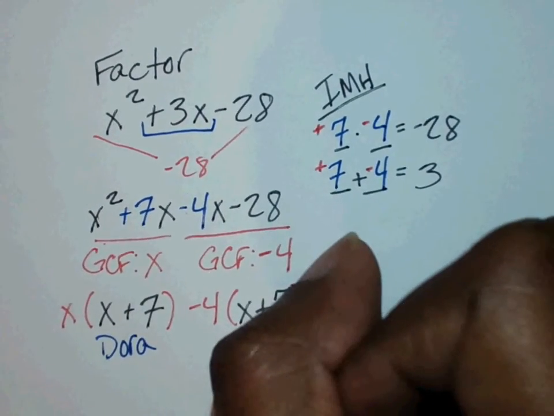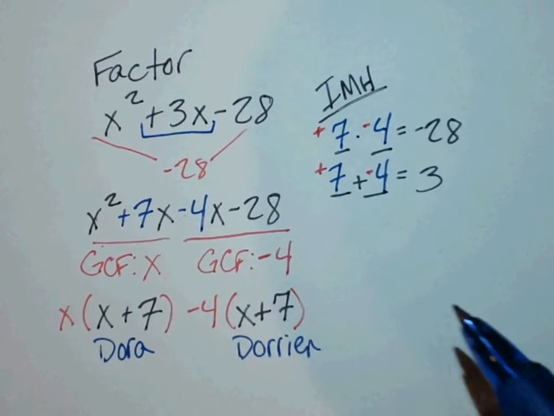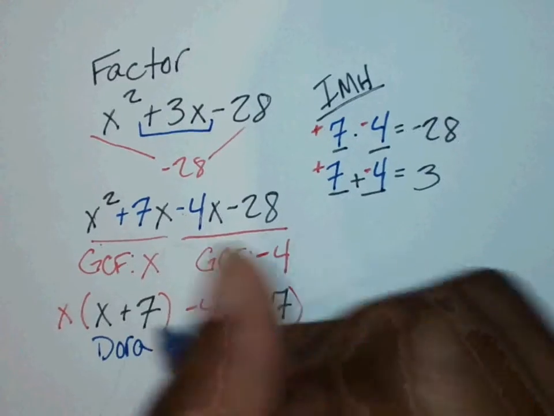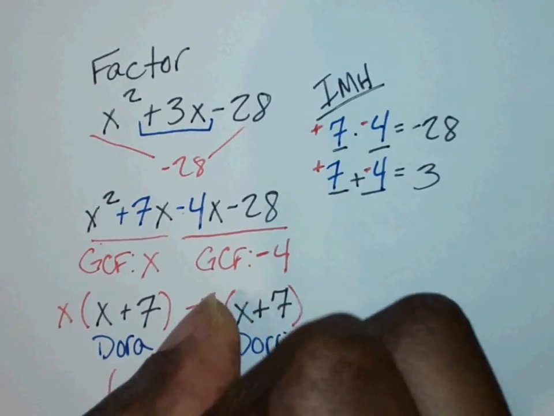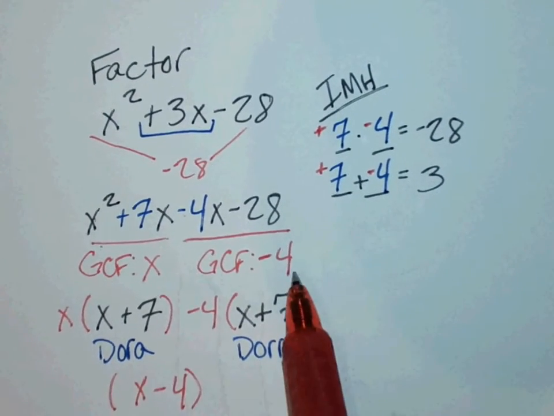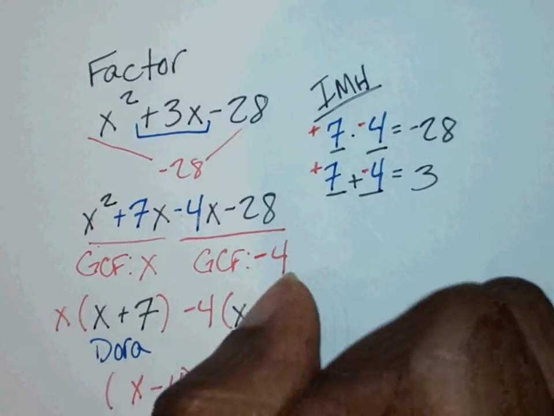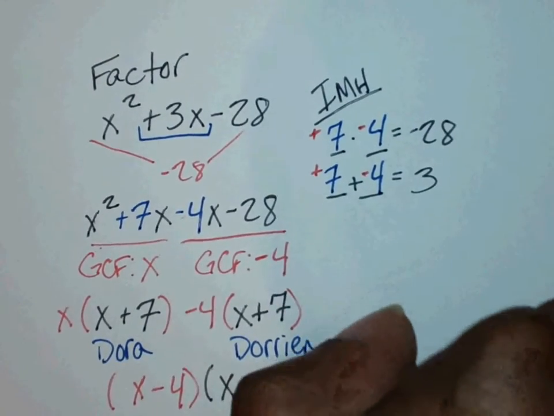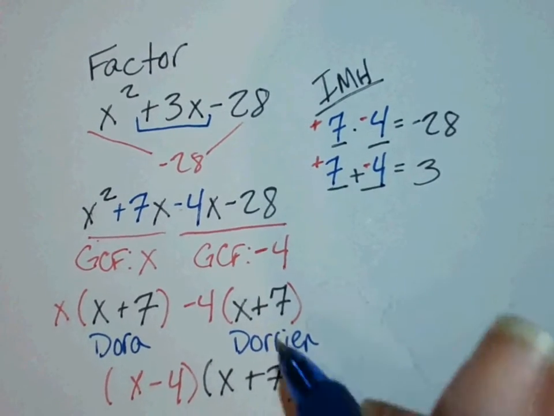Dora and Dorian. Why not? Alright, so I have my twins. I'm going to write my twins. I had an x. I'm going to write my GCFs. I had an x and I had a negative 4, so it's x minus 4. And then I have my twins. My twins are x plus 7. I have my answer. I am happy.